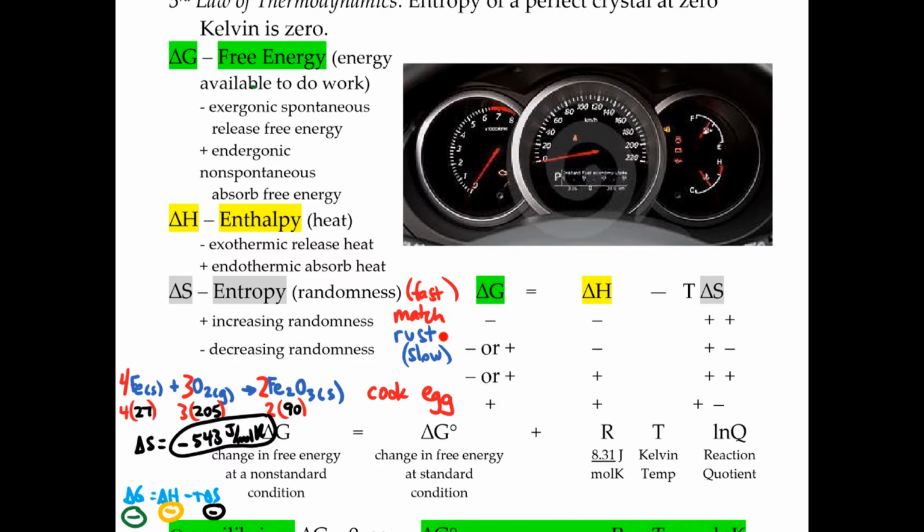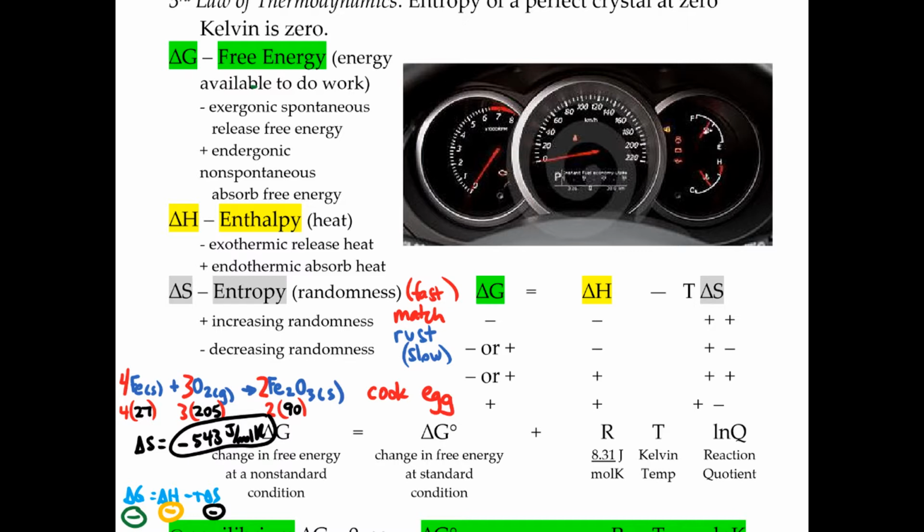Now a non-spontaneous reaction could be something like cooking an egg. When you cook an egg, you have to keep it going. If you turn off the fire and take the egg off of the hot pan, the egg will not continue to cook because you have to keep it going. So that's a non-spontaneous reaction. Non-spontaneous doesn't mean impossible, it just means you have to keep it going. It's not going to keep itself going once it starts.